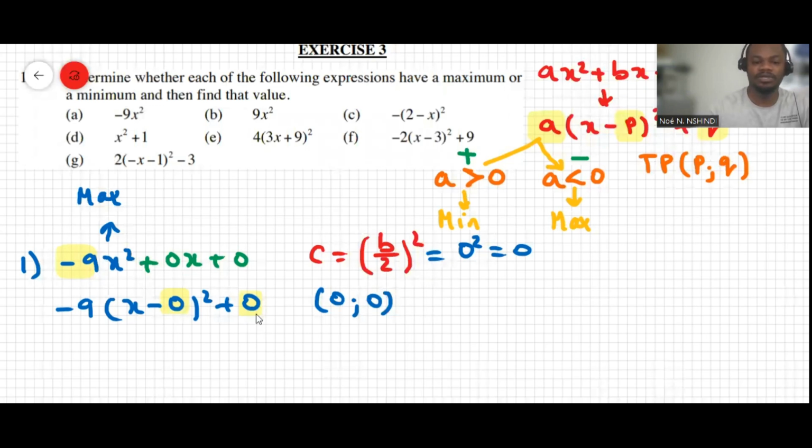This here determines the maximum value. So the max or min is the q value here, the value outside the brackets. So this is 0. So it has a maximum, and the maximum value is just 0. Now let's do question B.